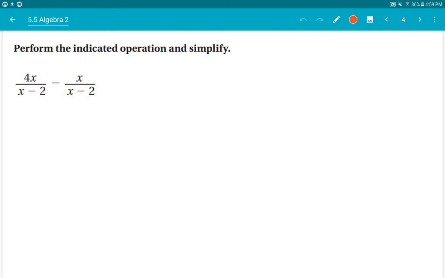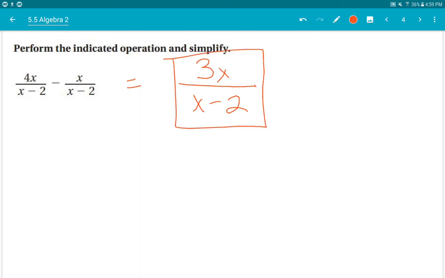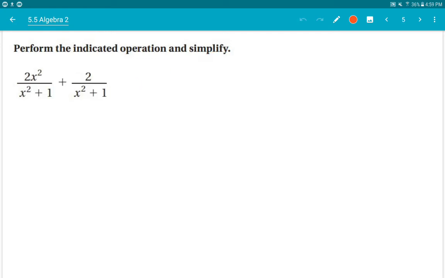Let's look at the next one. We have 4x over x minus 2 minus x over x minus 2. Sorry, I keep reading the numerators only. The denominator is the same, so we're going to keep that. Now, what is 4x minus x? That's right, that's 3x. Again, remember from the previous section, we cannot simplify this because the x is married to the 2, so we can't just simplify. There's your final answer. It's just a quick subtraction problem. Common denominators are our friend.